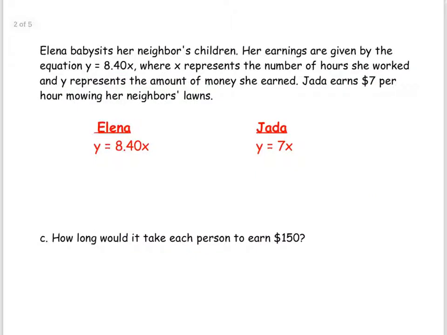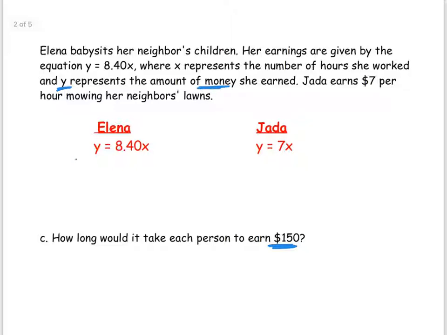So this last question, C, is based on the problem we just did in our two equations of Elena and Jada. It says, how long would it take each person to earn $150? So right now I see a difference between this question and the last question. This question gave us the hours and it asked how much they would make. This problem is giving us the amount they made and how many hours they would have to work. So when I look back at my equation, I'm given my dollars and I see that y represents the money.